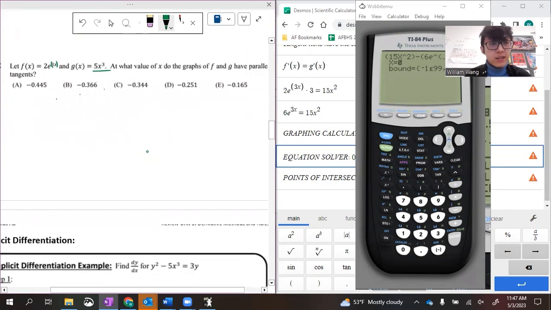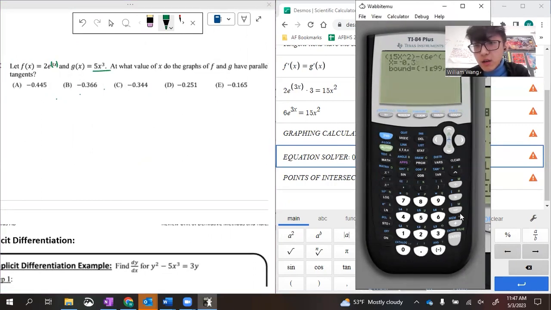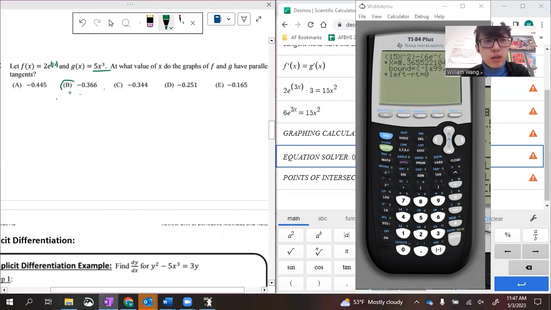All right, looks like all my answer choices are close to negative 0.3, so I'm going to guess negative 0.3. Then I'm going to click alpha and then solve. So this green button, then solve. You'll see there's a green solve. And I get negative 0.3655. That rounds to negative 0.366. So that's one way I can solve this.